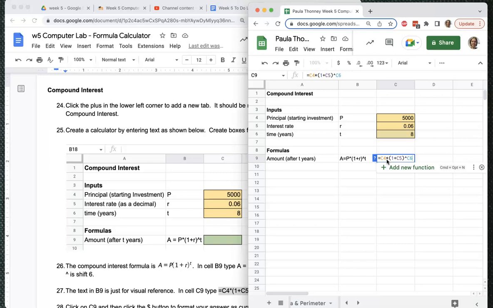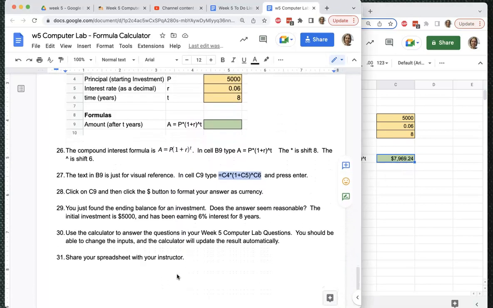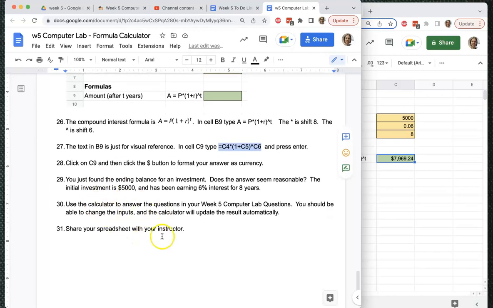If I hit enter, I should end up with more money than I started with. Quite a bit more, because I'm earning interest for 8 years. Well, 7,000 sounds good. It sounds reasonable. And I can click up here to format, and it will always keep 2 decimal places and give me a dollar sign. So that is the ending balance for an investment, and it does seem reasonable. And now you can use this calculator for your computer lab questions.